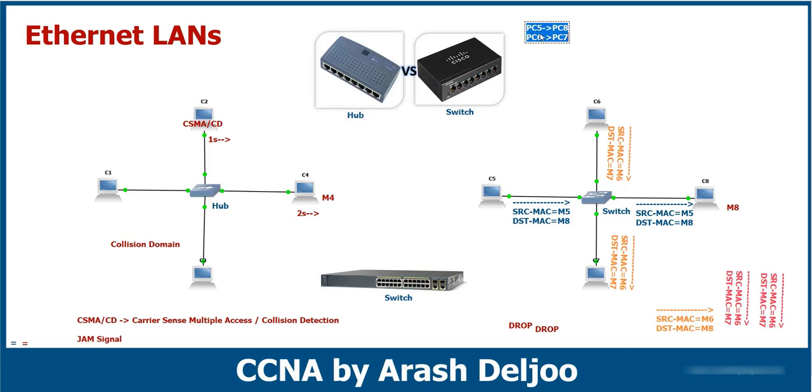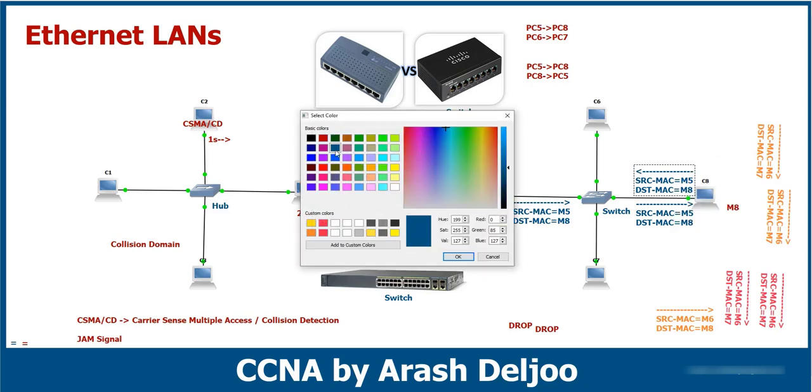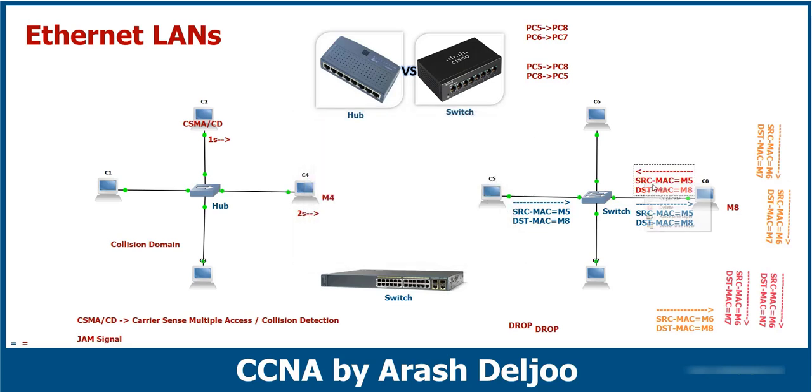But let me give you another example. In the next example, we are sending traffic from computer 5 to computer 8, and at the same time from computer 8 to computer 5. Again, we don't have a collision. Look here, when you are sending traffic from computer 5 to computer 8, and at the same time from computer 8 to computer 5, because we are using different pins for sending and receiving, again we don't have a collision. Look here, the source MAC is MAC 8 now, and the destination MAC is MAC 5.